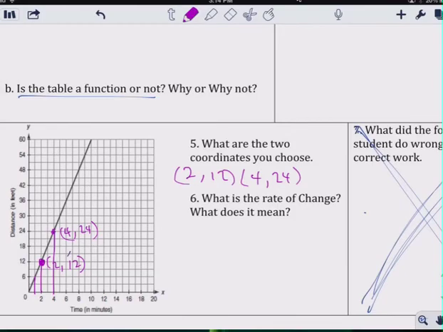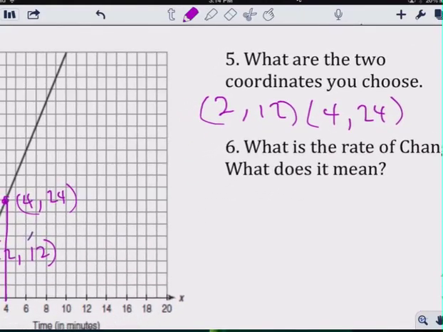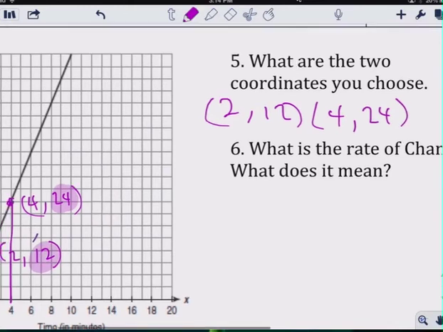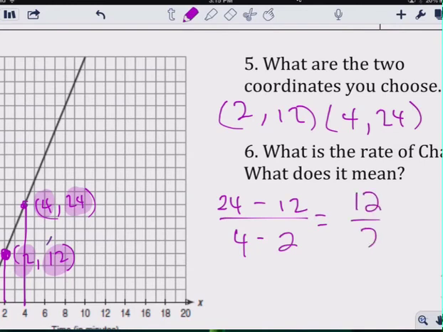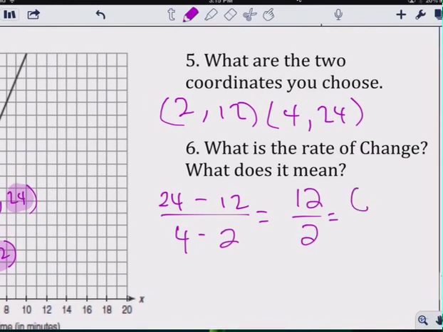What's the rate of change? Let's find the rate of change. We take the 24 to 12. Okay, I'm going to do 24 to 12 over 4 to 2. It will be the same answer if you did it the other way. This is 12 over 2, or reduced to 6 over 1.